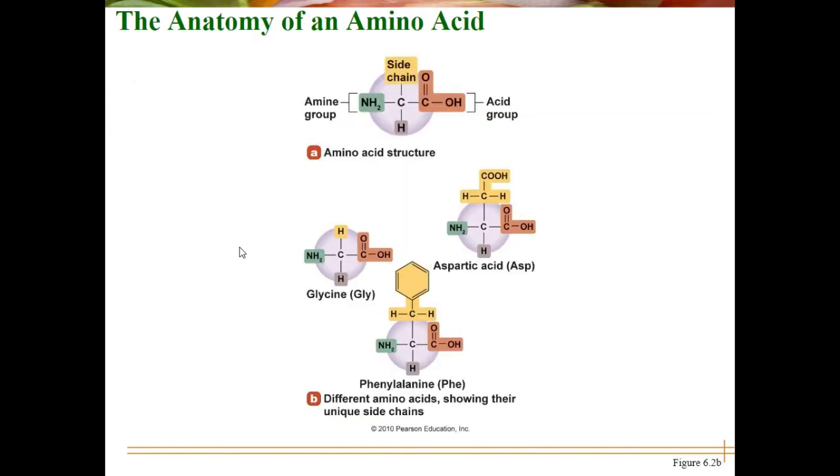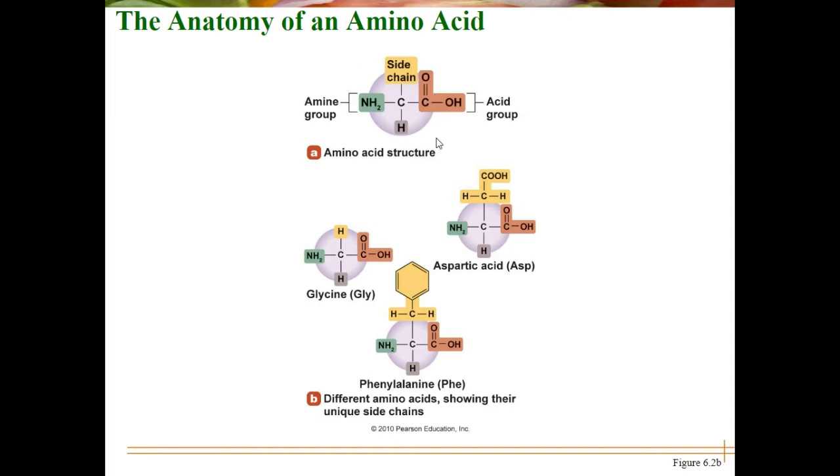Okay, so this is the anatomy of an amino acid. The general amino acid structure looks like this. It always has an amine group and an acid group. This acid group is also called the carboxylic acid group, and the amino group is the amine group. The amine group contains the nitrogen atom. And there is always a hydrogen as the third component in the third side of the amino acid.